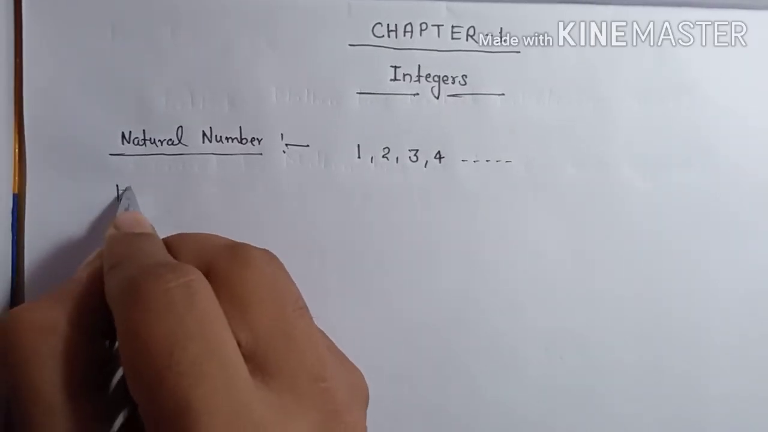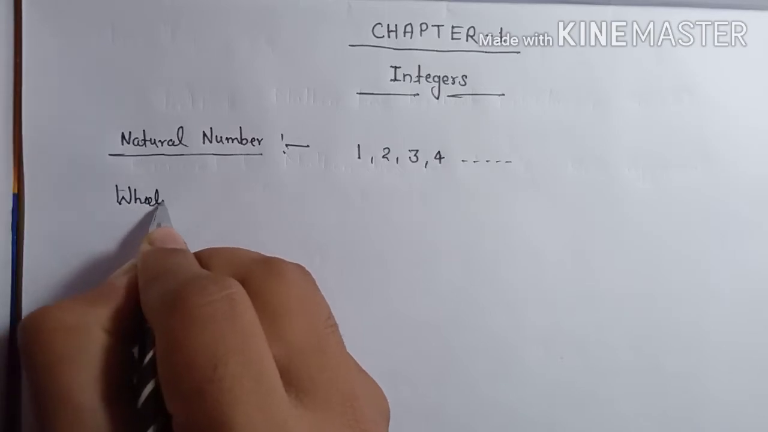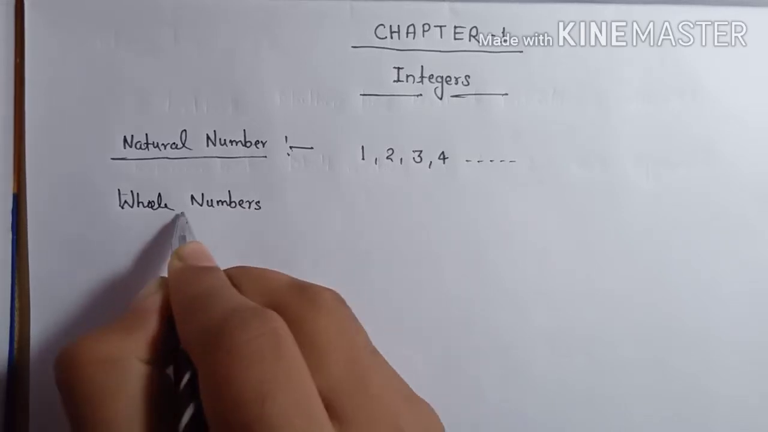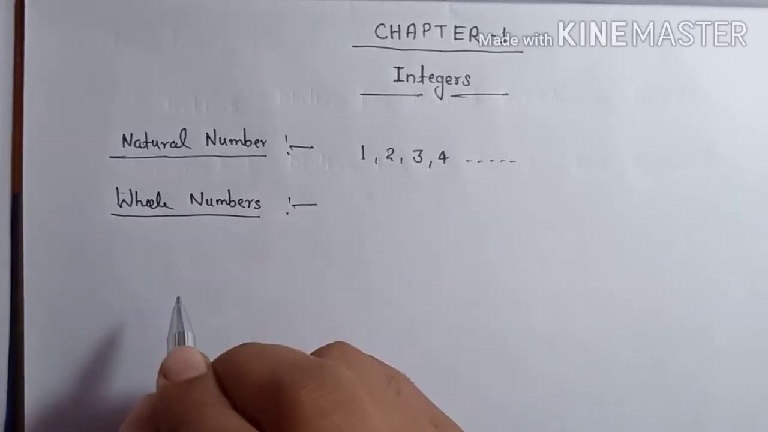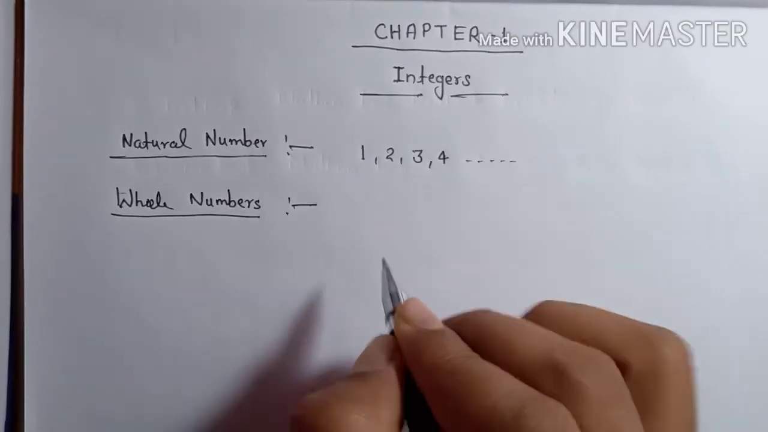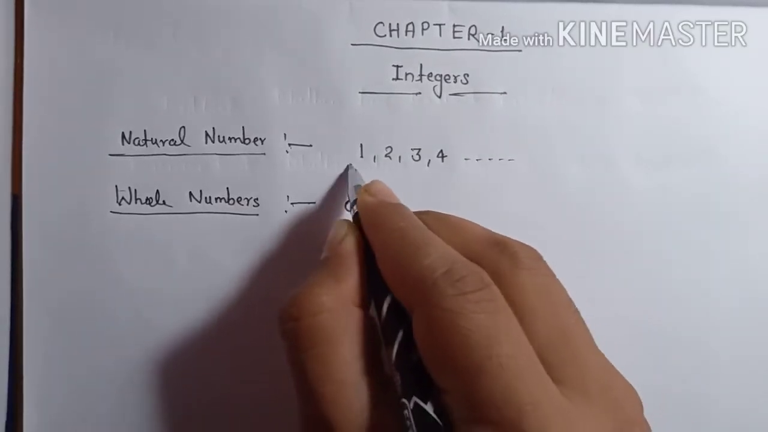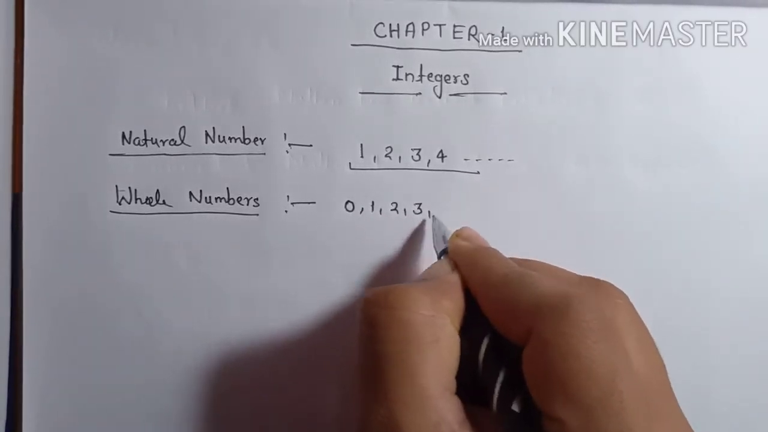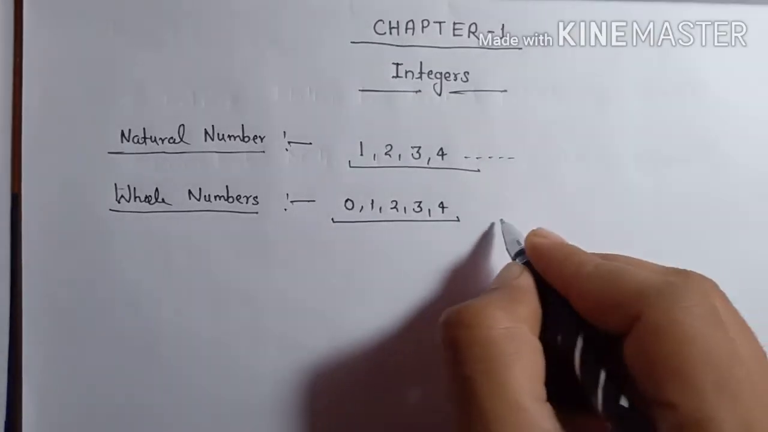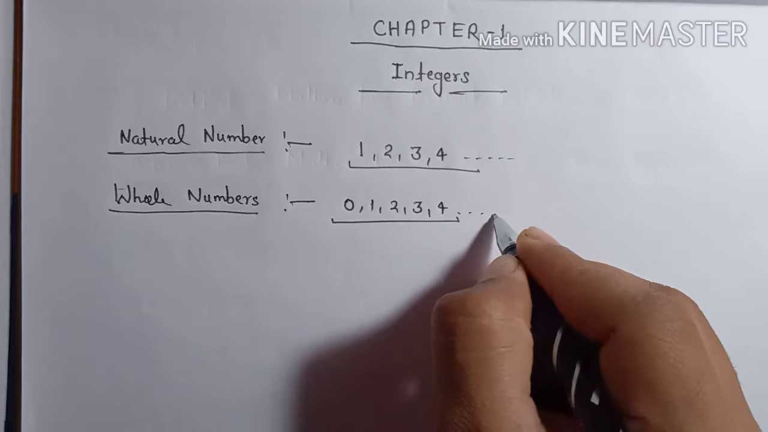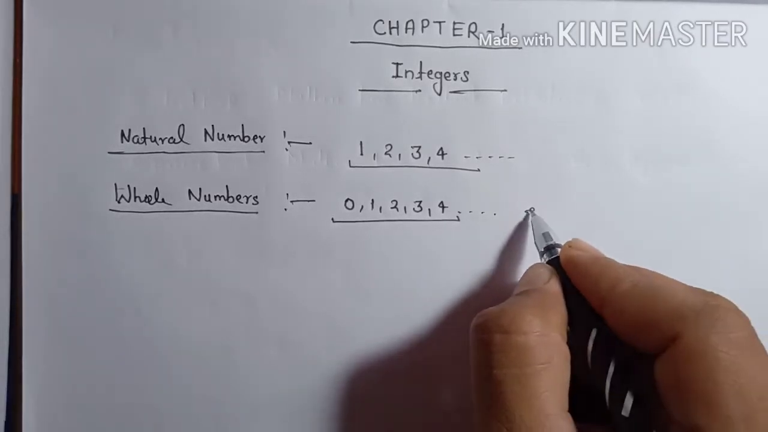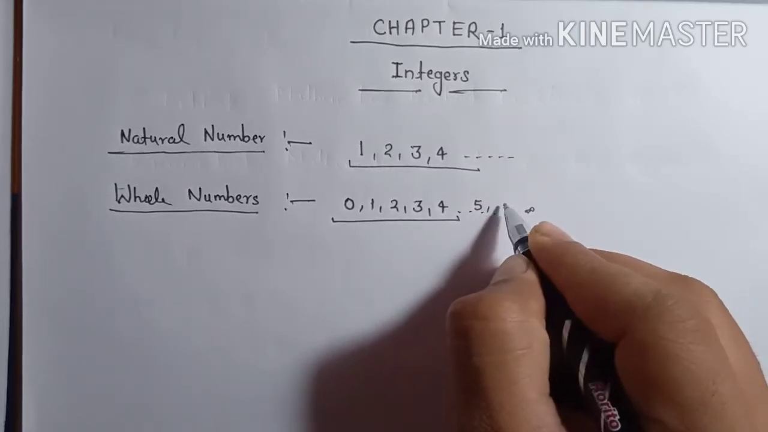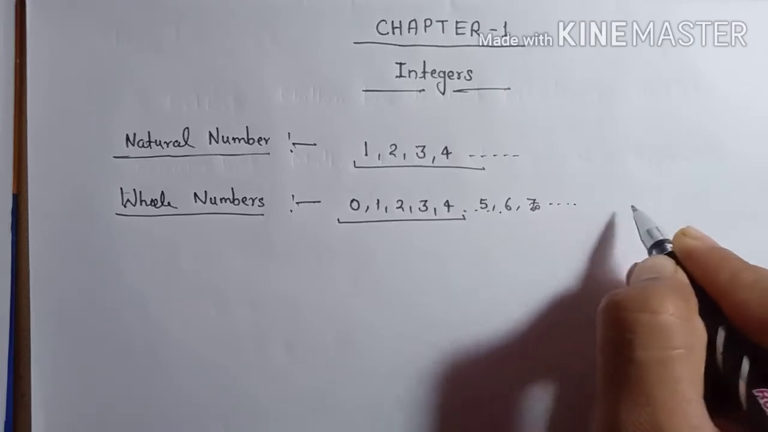And the second type is whole numbers. All the natural numbers along with 0. When you add 0 in the family of natural numbers, then all these numbers become the family of whole numbers, and so on up to infinite. Here infinite means these numbers keep adding like this and there is no end to them.